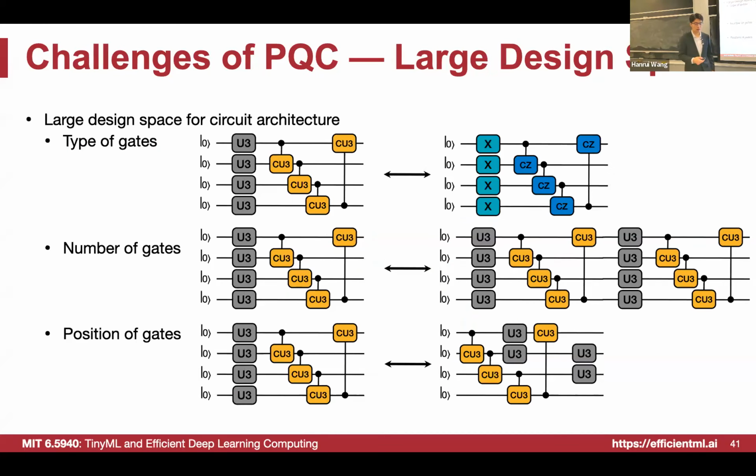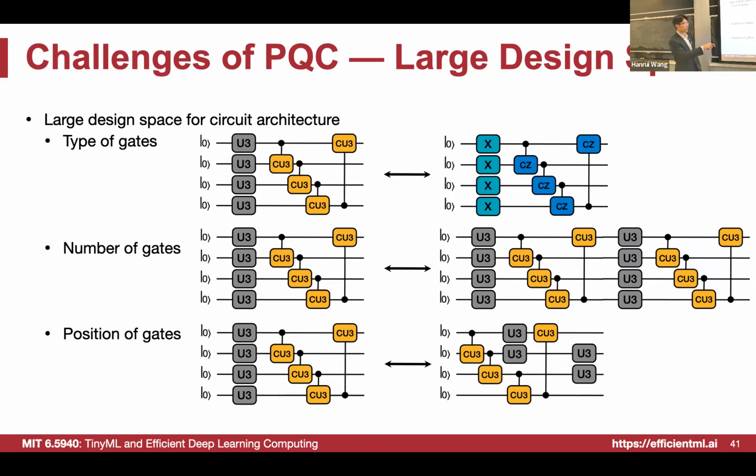Another challenge is the large design space. As we said, because you can tune the parameters, many different architectures can achieve a similar task. For example, here we can use some U3 rotation gates, or some X gates plus some CZ gates. Those different gates sometimes can achieve a similar task because you have the freedom to train the parameters with regard to your task. And how many gates to use is also flexible. For example, you can use just one block of these gates, or concatenate this circuit for many different layers, depending on how large a learning capacity you want.